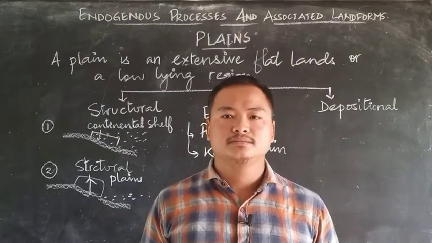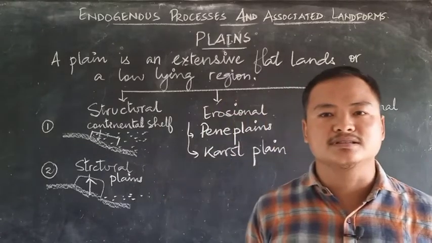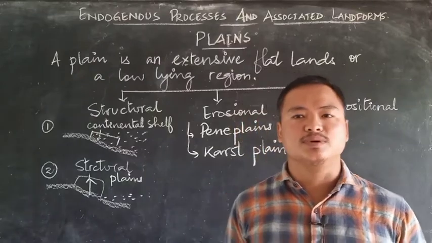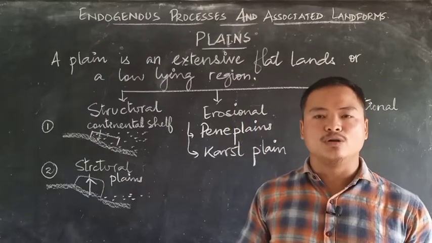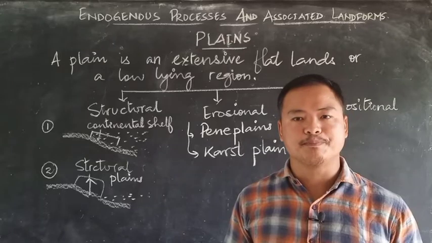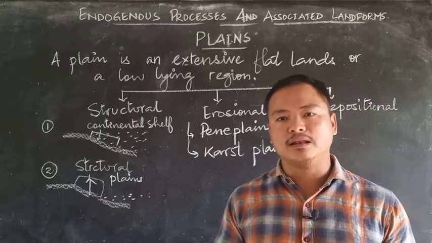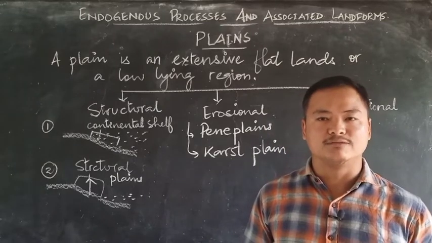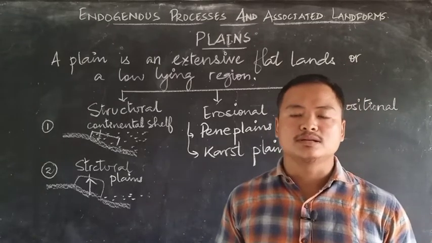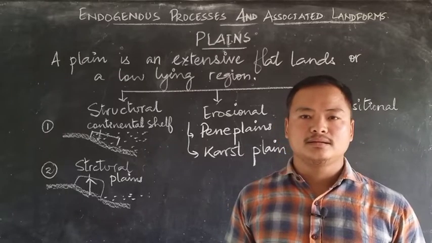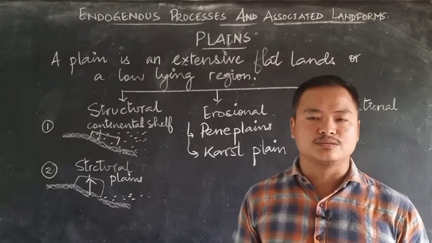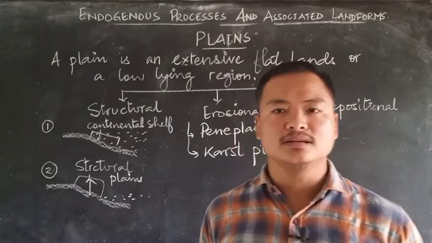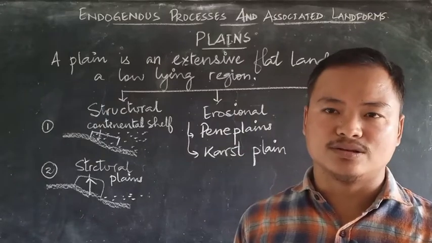The second erosional plain that we will discuss is karst plain, or we also call it karst topography. Whenever we discuss karst plain or karst topography, we always discuss the limestone region. Limestone is vulnerable to chemical reaction, which is mostly caused by the water that flows in these regions. So water acts upon these limestone regions and causes excessive erosion, later forming the plains known as karst plain.